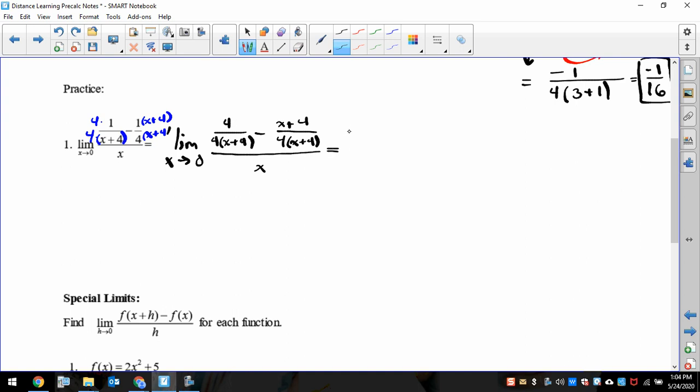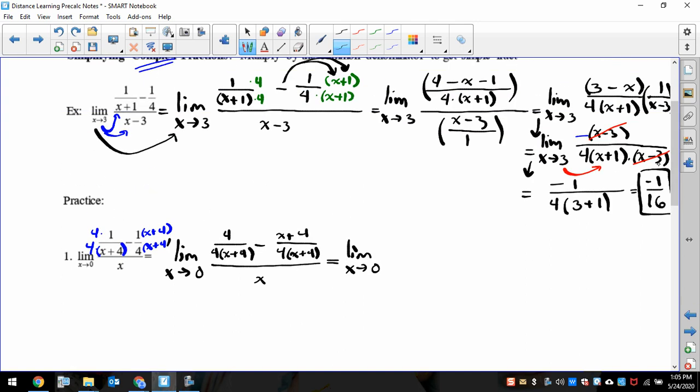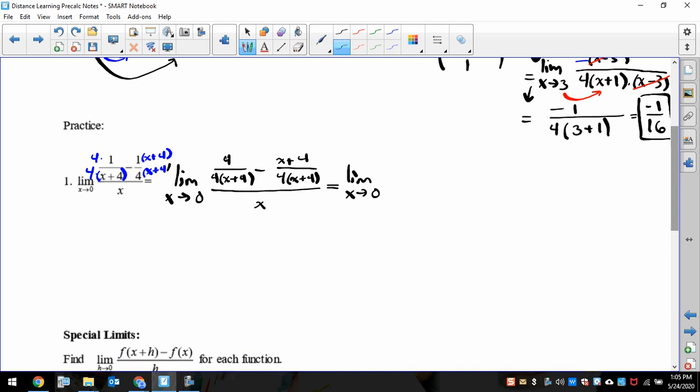So let's go ahead and do that in the next step. We have to keep rewriting this limit. We're not able to plug it in yet, so we have to keep rewriting it. It's like it's waiting. This limit's just waiting out in front until we can plug in. And so you want to plug in as soon as you get some type of cancellation happening, like we saw here with the x minus 3. So let's go ahead and simplify these fractions. We're going to get a 4 minus x minus 4 all over a 4x plus 4.